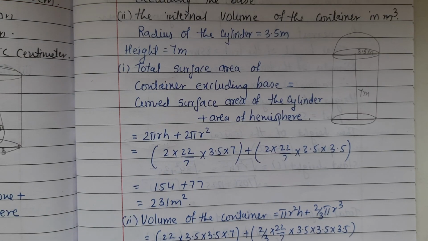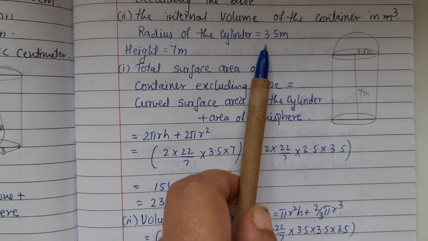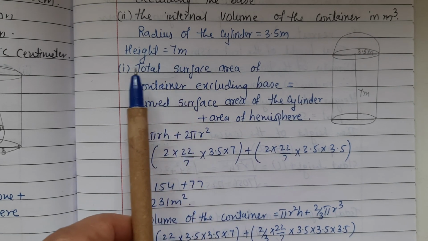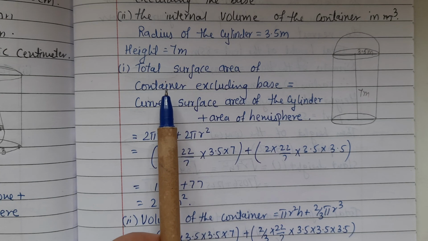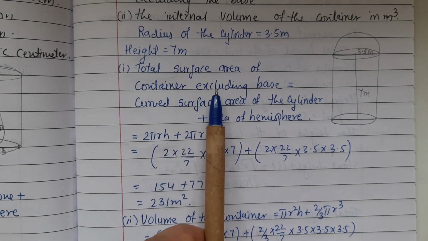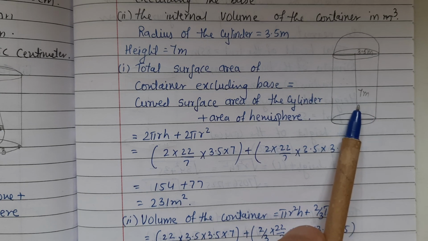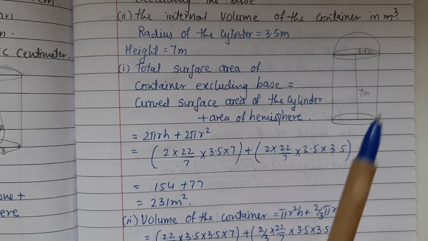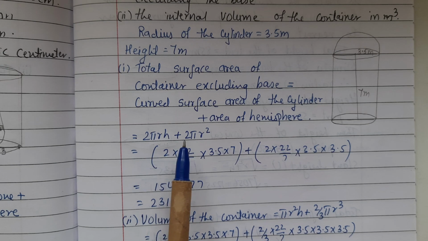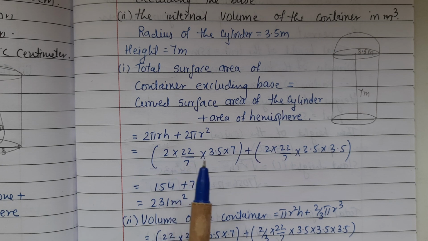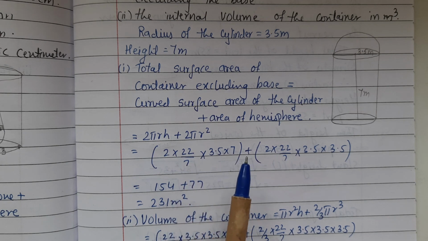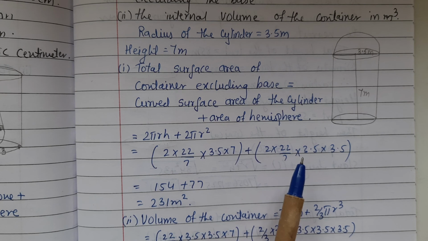Given radius of cylinder equal to 3.5 meter, height 7 meter. First part: total surface area of the container excluding the base is curved surface area of the cylinder plus area of hemisphere equal to 2πrh plus 2πr². Substitute the values: 2 into 22/7 into 3.5 into 7 plus 2 into 22/7 into 3.5 into 3.5 equal to 154 plus 77 equal to 231 meter square.